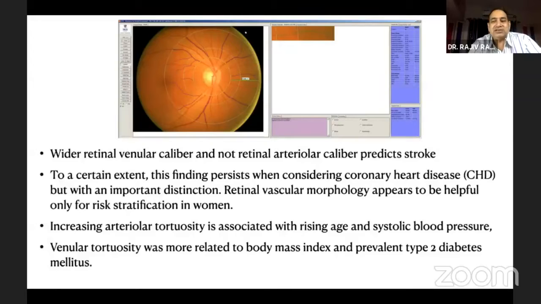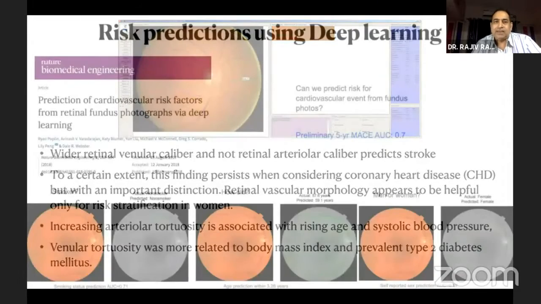But for coronary heart disease, it is more a risk factor in women. And increasing arteriolar tortuosity is usually associated with increasing age and systolic blood pressure. And venular tortuosity is more related to BMI and type 2 diabetes. So this is the gist of whatever studies have been published till now.